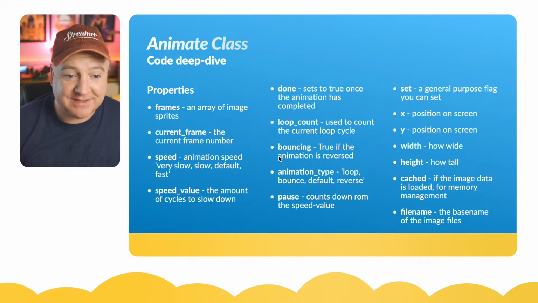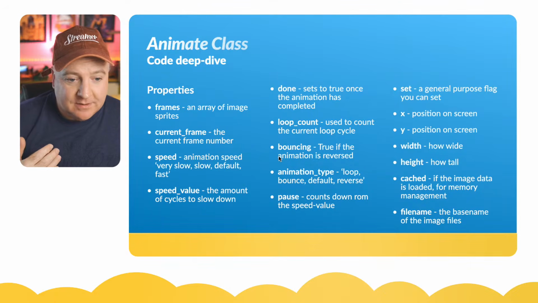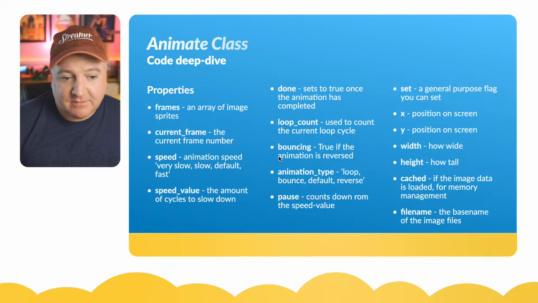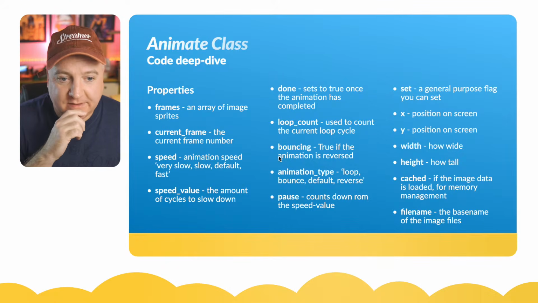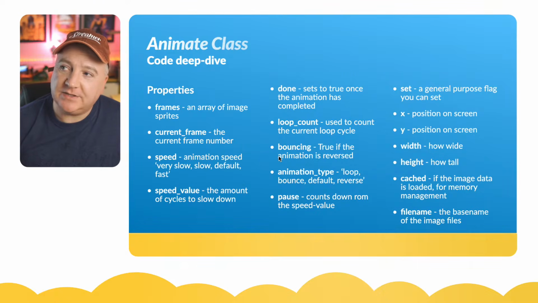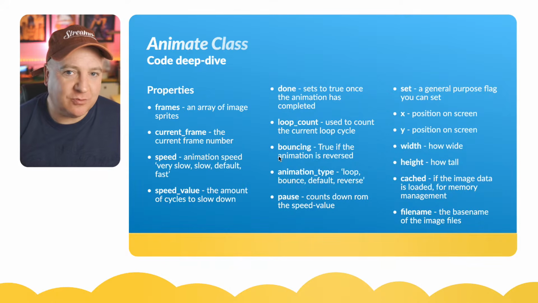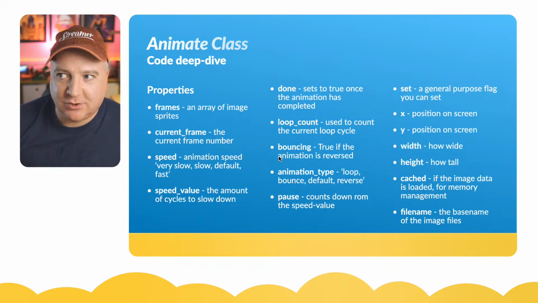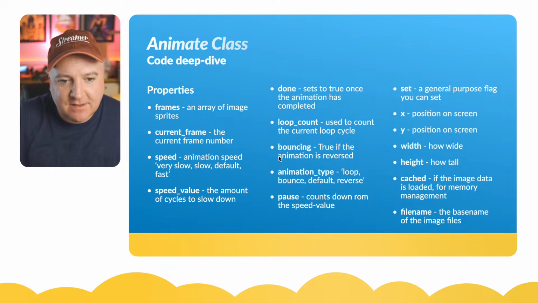The animation type is whether it's the loop, the bounce, the default, or the reverse animation type we're going to use, because there's different blocks of code to work on the frames. Pause basically just stops it from doing anything further. It just skips through everything. Then set is just a general purpose flag. I found that I needed to be able to say set a value or not set it, so it's just a general purpose thing within this class that we can use in lots of different ways. We'll have a look at that in a minute. X and Y position on the screen, width and height, pretty self-explanatory.